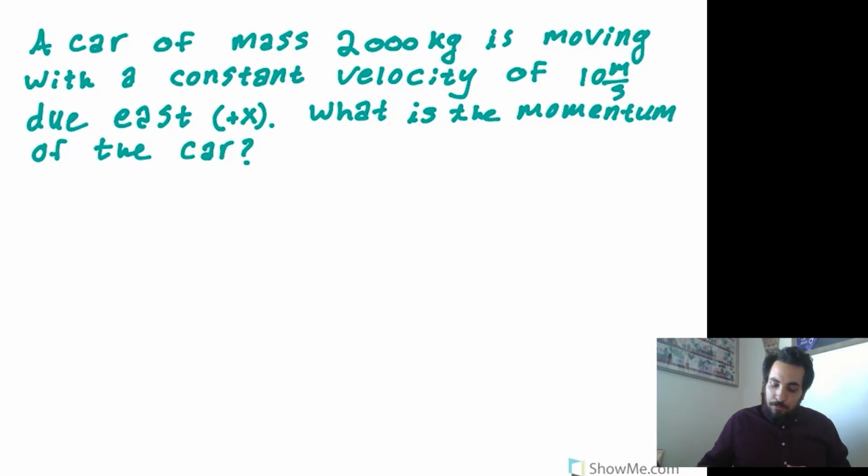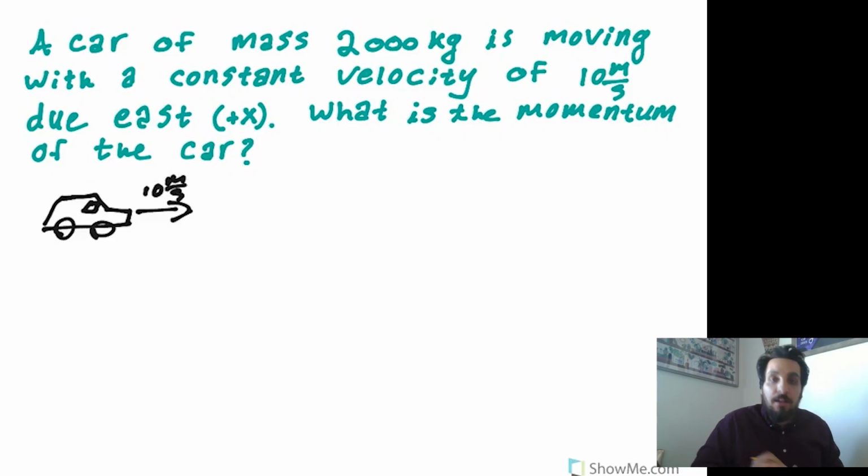So in this first problem, we read that a car has a mass of 2,000 kilograms and is moving with a constant velocity of 10 meters per second due east. The question is, what is the momentum? Now, whenever I solve problems, I like to start by drawing a picture. So here we have a car, and I'm going to draw it moving eastwards, and it's moving eastwards at 10 meters per second.